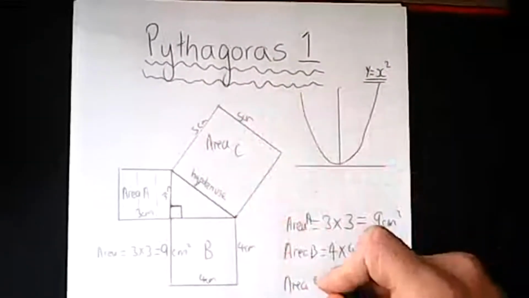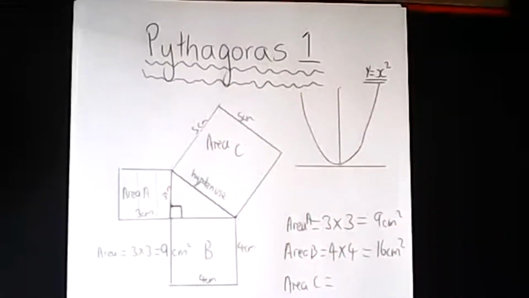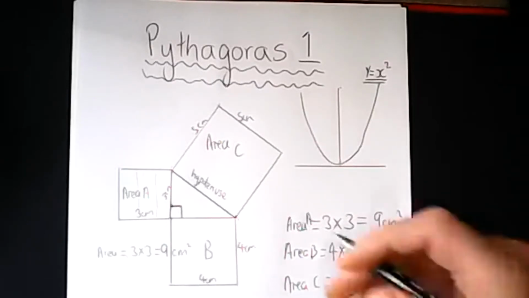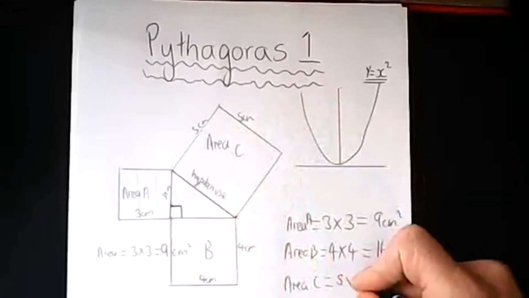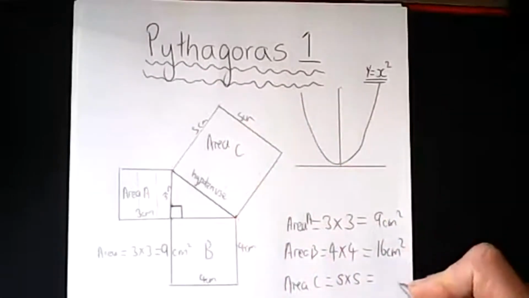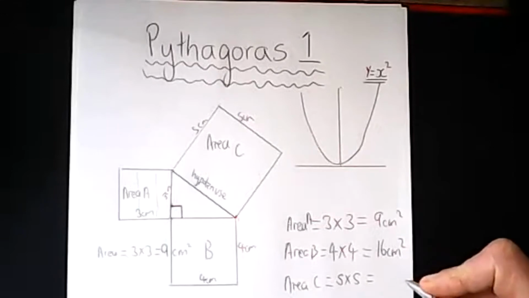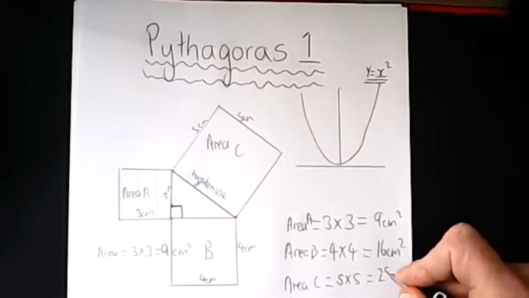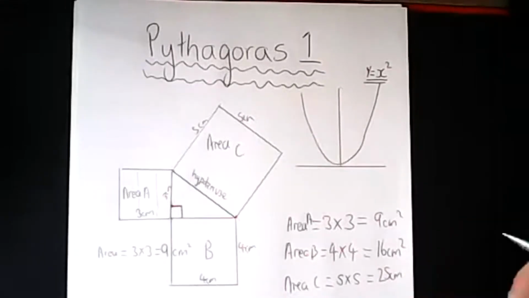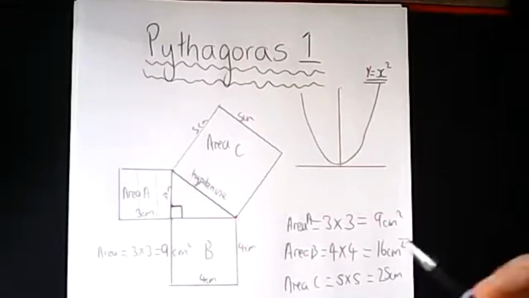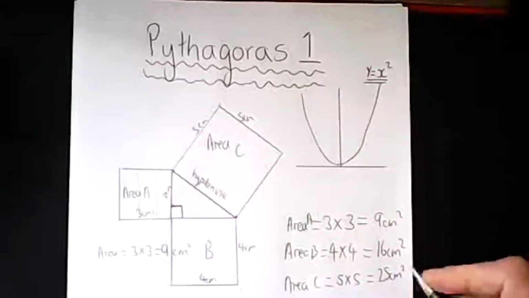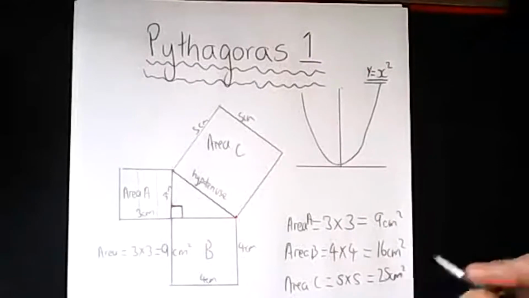We'll call that C. So we've got 5 times 5, and that's going to give us 20. Oh, well done, Alfie, for the last one there. Brilliant. Got 16, so we just filled it in. I couldn't help myself. 5 5s are 25 centimeters squared. Now, this is the issue here.